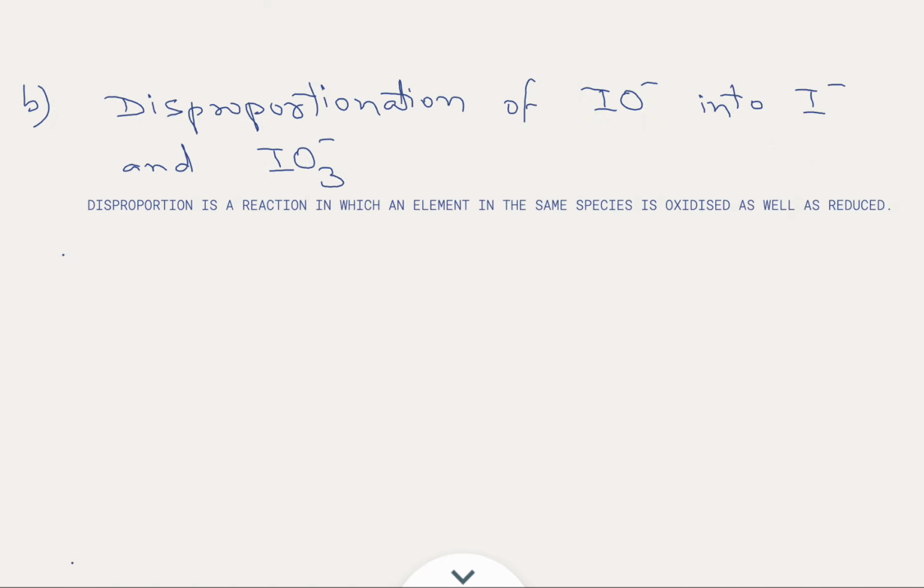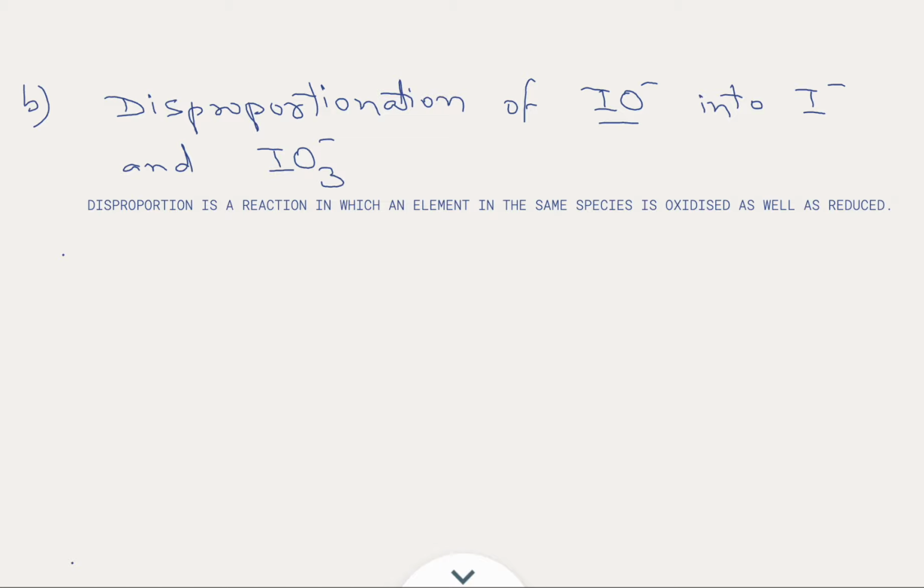Now let's take another example: disproportionation. Students especially find it a little bit difficult to write the half equations for disproportionation reactions. So first we need to understand what disproportionation is. It's a reaction in which an element in the same species is being oxidized as well as reduced. So now it's IO minus which is being oxidized as well as reduced.